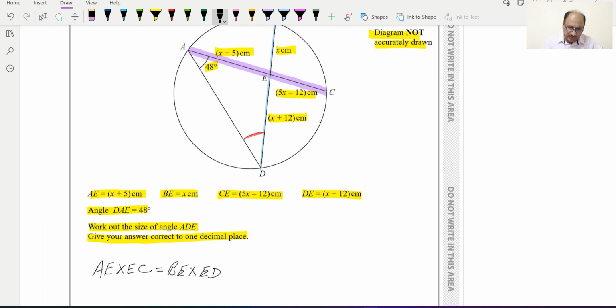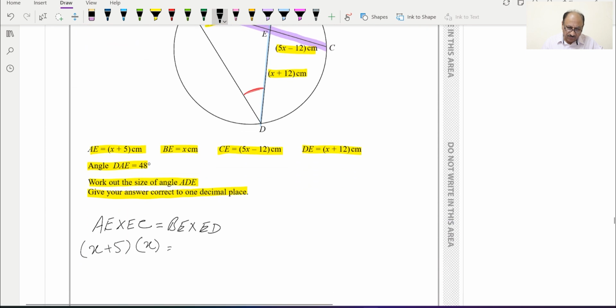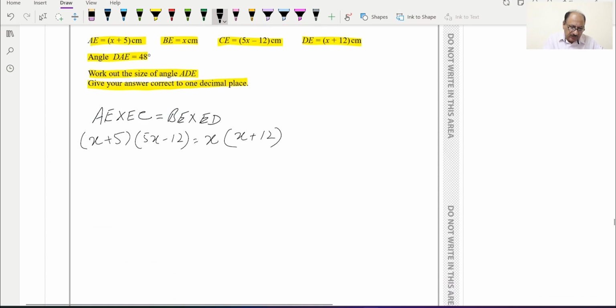AE is x plus 5, so x plus 5, multiplied by EC, and EC is 5x minus 12, so we write 5x minus 12, is equal to BE, which is x, and ED is x plus 12, so we write x plus 12. Now we need to open the brackets and find the value of x.